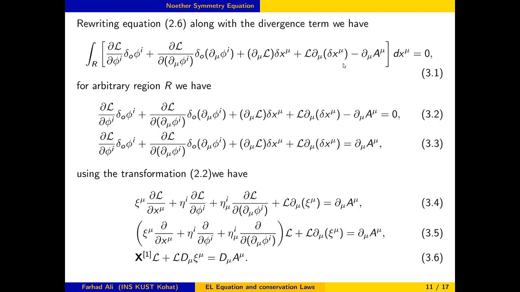Now this is 0 because this is 0, so the integrand is 0, because we take the region R of integration arbitrary. So we get this equation. The integrand is 0, and the integrand equal to 0 is in fact the Noether equation with a little bit of modification. What we modify, we modify this thing. We will put this as eta I.